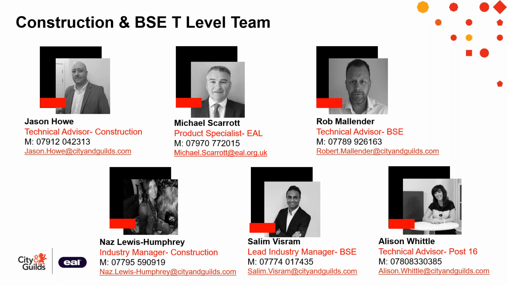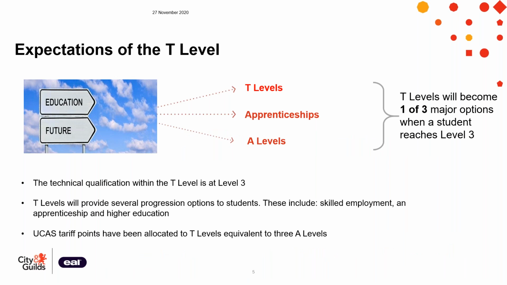Thanks, Salim. So what are the expectations of a T-level? Well, in the Post-16 skills plan, the government laid out their plans for a simplified system of education. So after GCSEs, or when a student reaches level 3, they will have 3 major options. And these will be T-levels, apprenticeships, or academic study, for example, A-levels. And T-levels will provide several different progression routes. These are skilled employment, a truncated apprenticeship where possible, or higher levels of technical study.